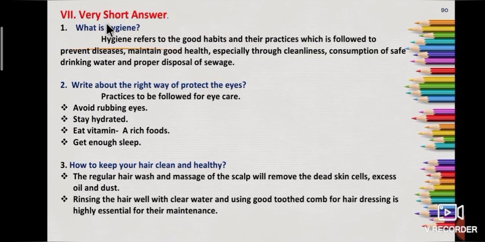Seventh Roman letter, very short answer. First question, what is hygiene? Hygiene refers to the good habits and their practices which is followed to prevent diseases, maintain good health, especially through cleanliness, consumption of safe drinking water and proper disposal of sewage.